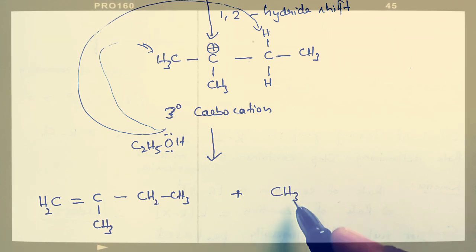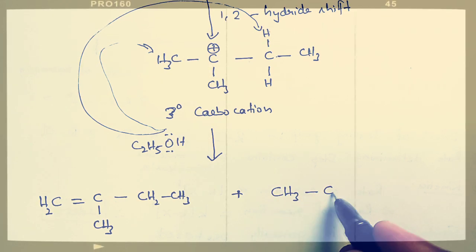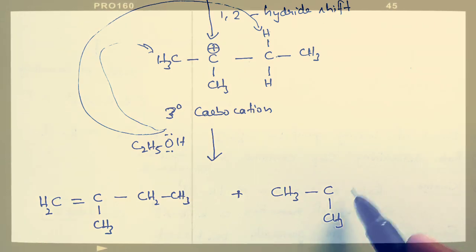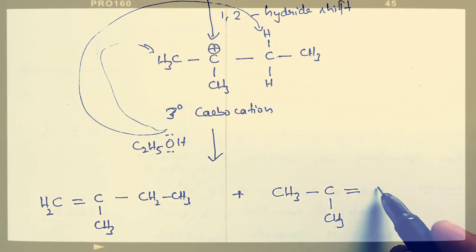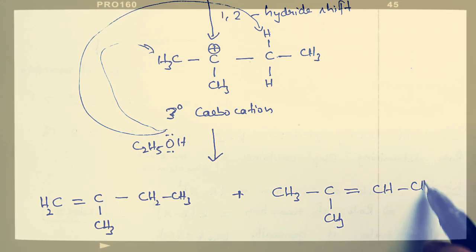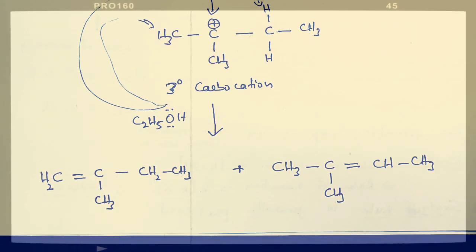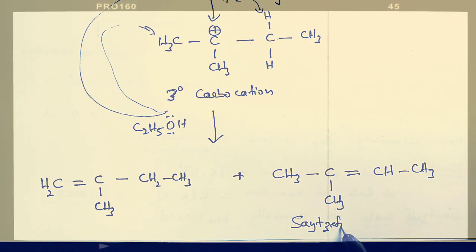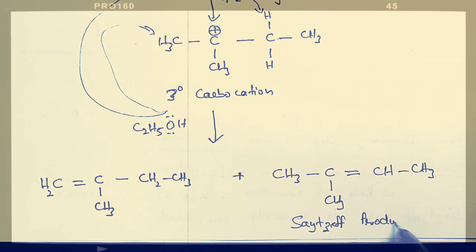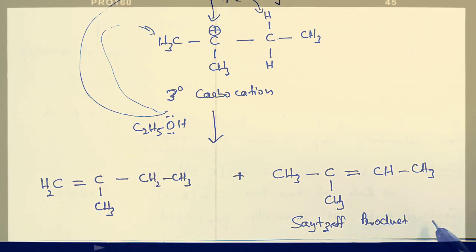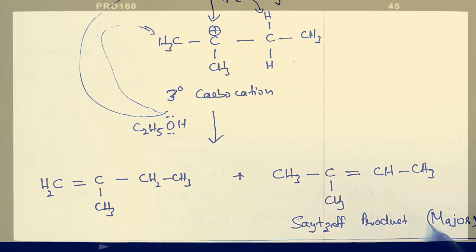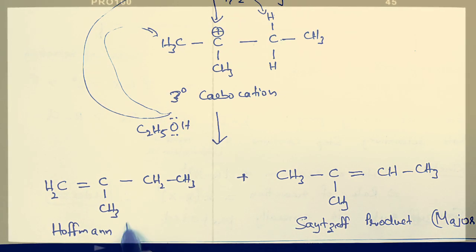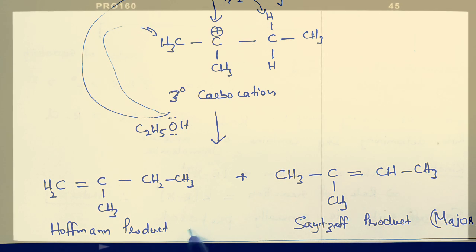Here the option is CH3, single bond CH3, double bond CH2, CH single bond CH3. So this is the product formed. Now if you observe here, this is the Saytzeff product because it is a more substituted alkene. Saytzeff product, more substituted alkene, it is the major one. Now here it is the Hofmann product. This forms as minor product.